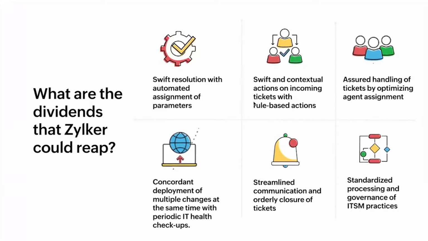Further, Zilker could systematize all of their ITSM practices across the ticket governance process. For example, when Zilker was executing multiple changes at the same time, they could examine whether a checklist was in place to minimize the risk associated with multiple changes.